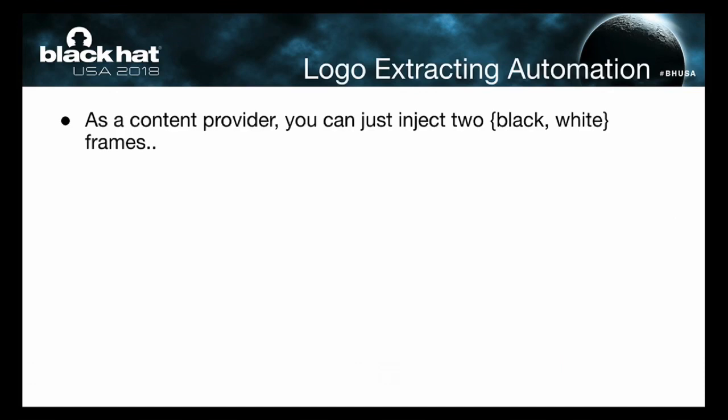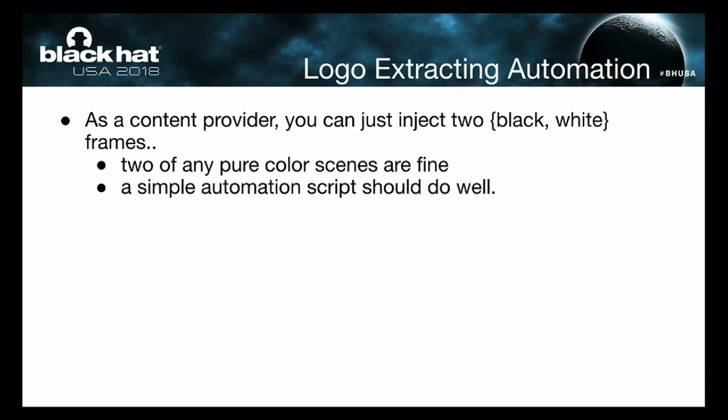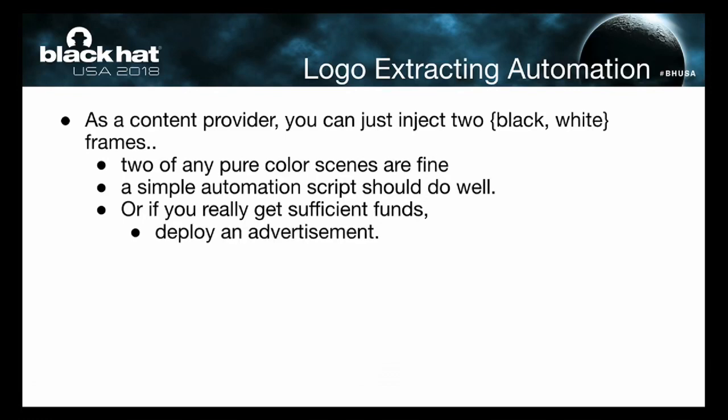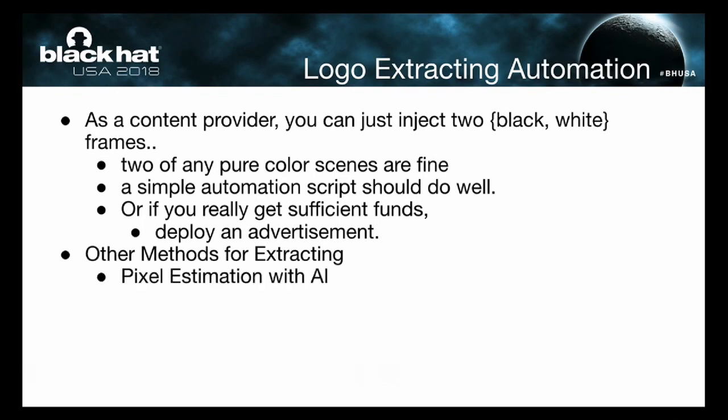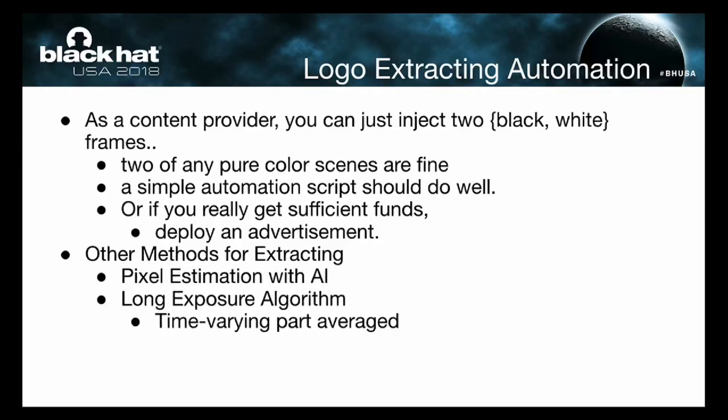After that, we think it's very easy to automate, because as a content provider, you can simply inject those two frames into your streaming. Any two pure color scenes are fine, I think. Then a simple automation script should do well. Or if you really have sufficient fans, you can deploy an advertisement to do this. And there are other potential methods for extraction, like estimation with AI, or setting up a long exposure algorithm, because all the other time-varying parts will be averaged out.